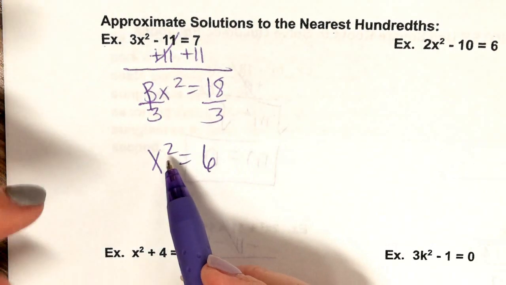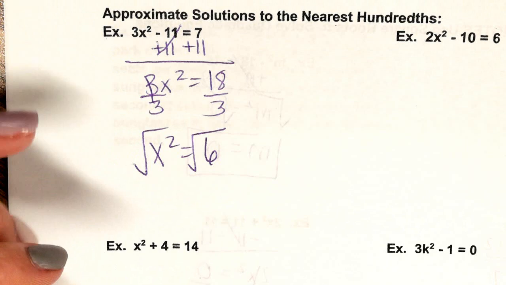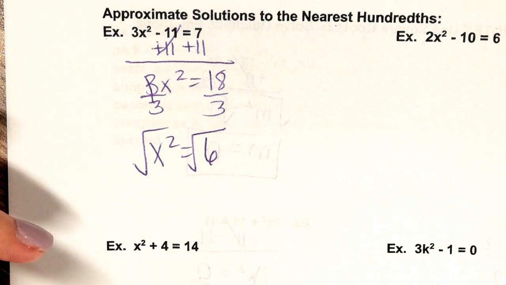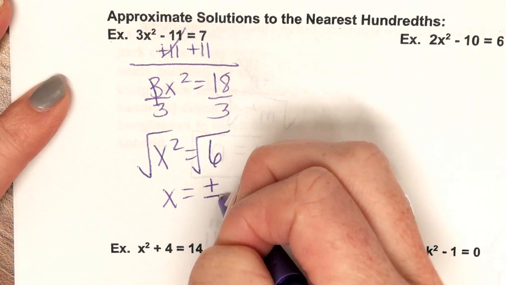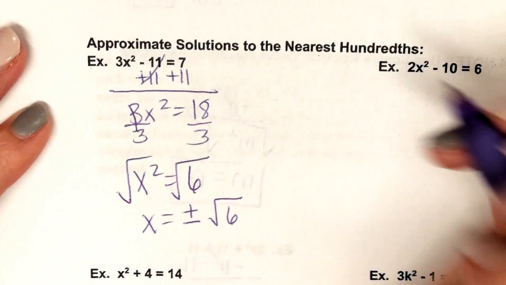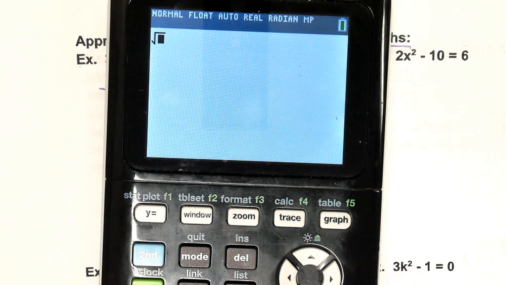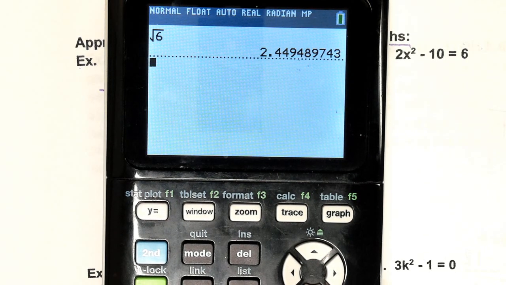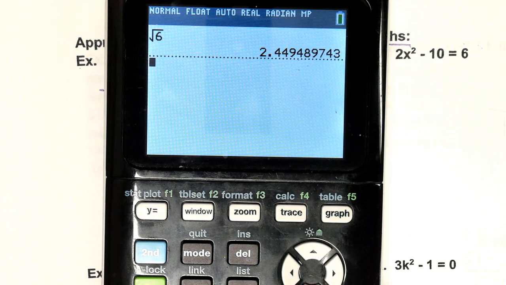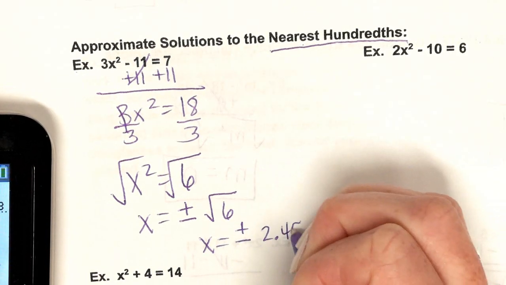Now I need to get rid of the square by doing what? Square rooting both sides. The square root of 6 is not a perfect number. So I can either leave my answer as a square root and say x is equal to the positive and negative square root of 6, or I can round to the nearest hundredth like it asked me to. So I would simply go to my calculator and say, what is the square root of 6? So my answer is positive 2.45 and negative 2.45. So instead of writing it twice, I would say x is equal to positive and negative 2.45.